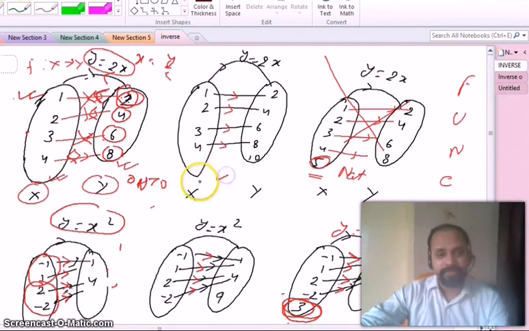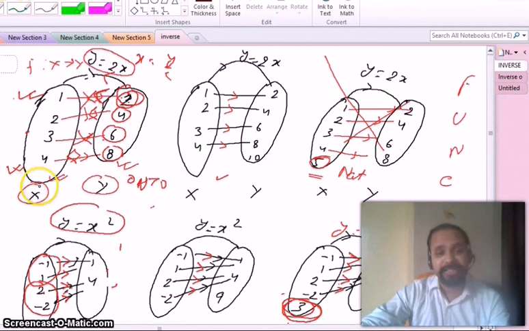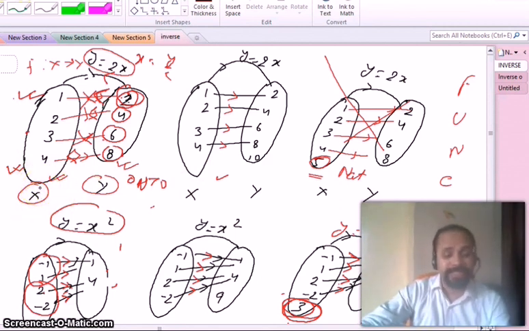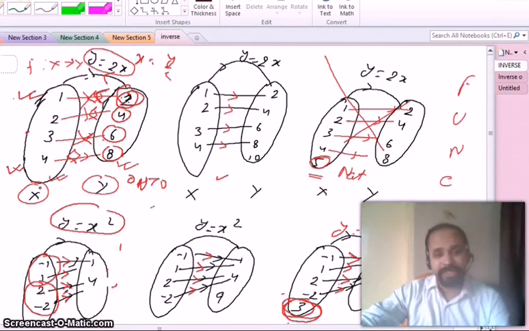Okay, come on this one. That means this function is one-one also and onto also, so we can say that this function is one-one onto function. And this type of function is called bijective function. One-one function is called injective function and onto function is called surjective function, and the function which is both one-one and onto is called bijective function. Okay, next come on this example.